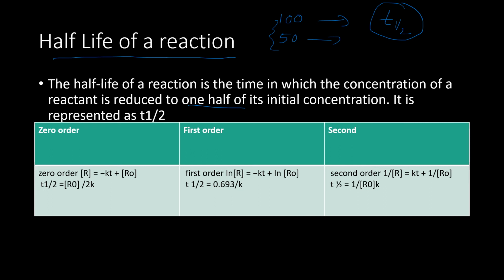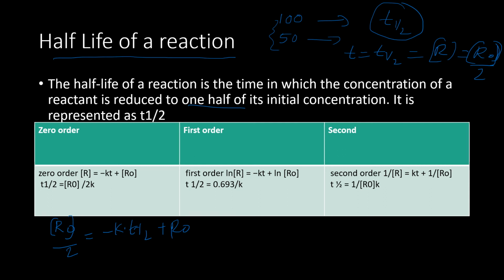That is, for zero order, we are writing, when time t is equal to T half, R will be equal to R zero by 2, because it is half of the initial concentration. So instead of R, we can give R zero by 2 equals minus K into T half plus R zero. On solving this, we'll get T half equal to R0 by 2K, and for first order we will get T half is equal to 0.693 by K, and for second order we will get 1 by R0 K.